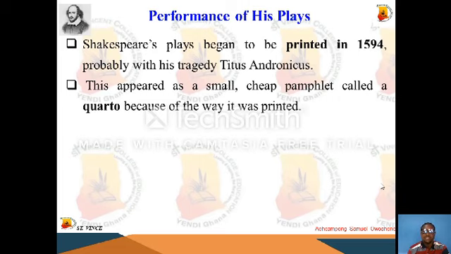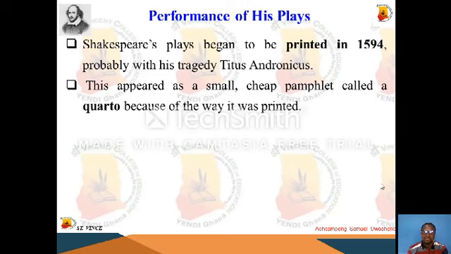Now, this appeared in a small, cheap pamphlet. So the first printed work of Shakespeare was the tragedy of Titus Andronicus, which was the title of the book. And this book was printed in a very small, cheap pamphlet, because, of course, he was beginning his career, and so he couldn't afford to go to the big journals. Just like a local musician, a local artist starting up, you start in some small kiosk.